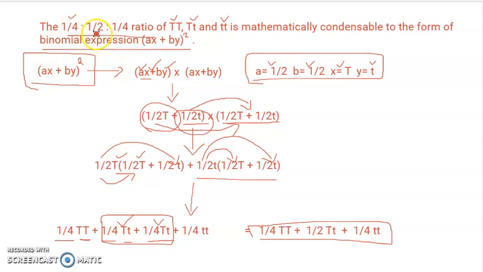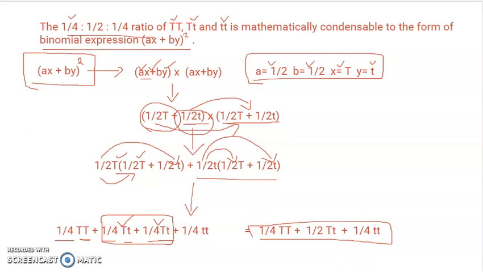It is 1 by 4 is to 1 by 2 is to 1 by 4. So same thing here, 1 by 4 is to 1 by 2, 1 by 2 is to 1 by 4, and we have got the genotypes also, capital T, capital T small t, and small t. So this is how the mathematical condensable form of the binomial expression ax plus by whole square can be made using the ratio. Clear, children? So this expression is being expanded here, and we get the same answer.